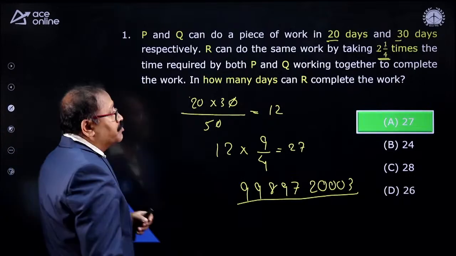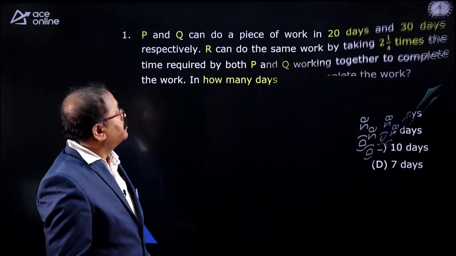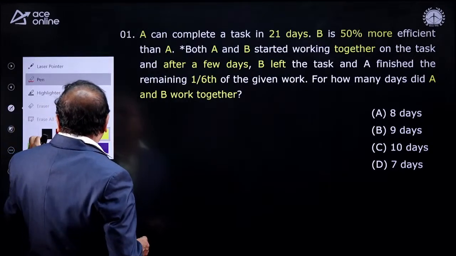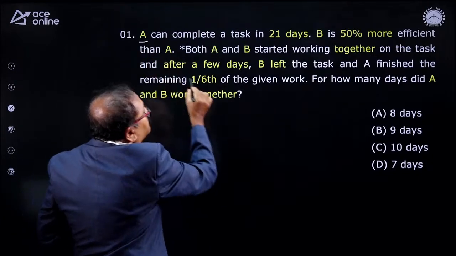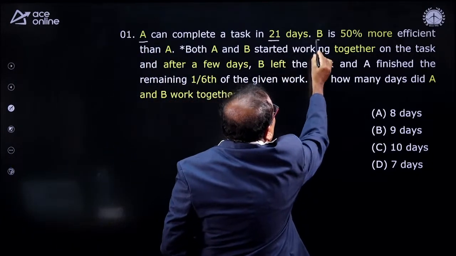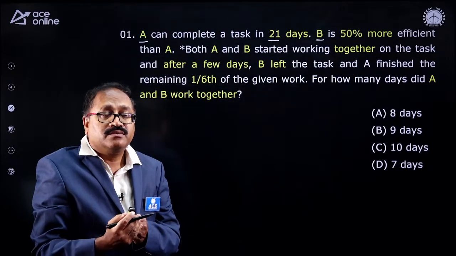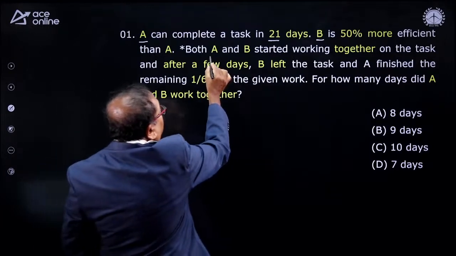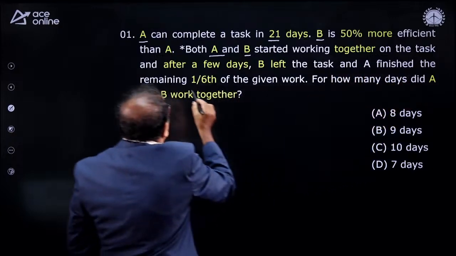Okay, now moving to the next part. Look at this question. What is this question all about? It says that A can complete a piece of work in 21 days. B is 50% more efficient than A. Both A and B together complete a task.